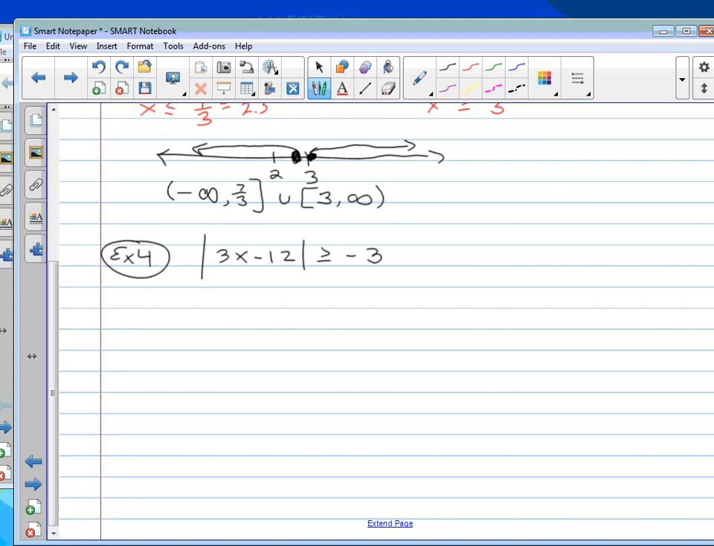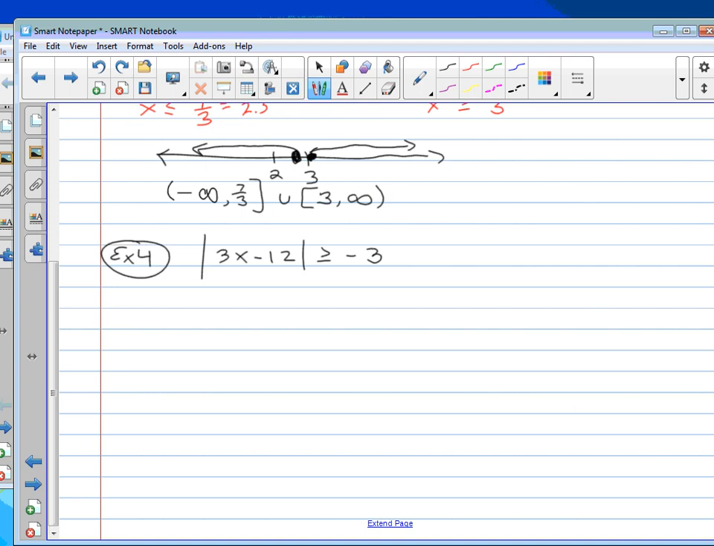Tengan cuidado. No solution, right? Write it down so you don't forget. Yeah, no solution. Absolute value can't equal a negative. You're trying to trick us. But it's not equal to, is it? What does it say? Greater than or equal to negative 3. So now what? So you have to solve it, right? Use a little common sense, guys.